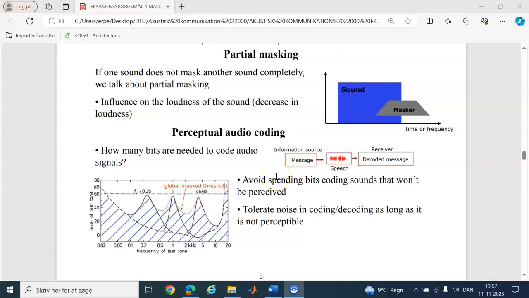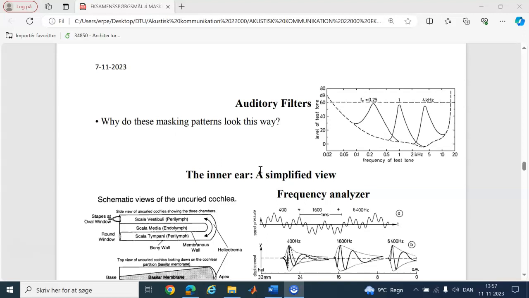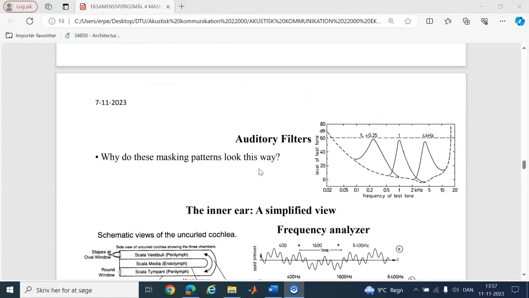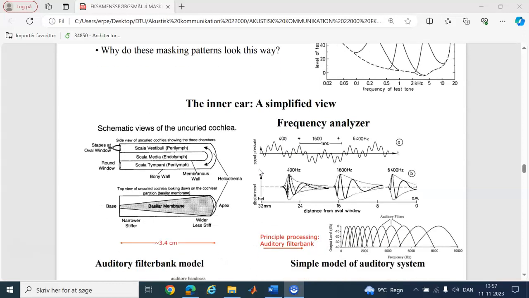We also have partial masking. You have auditory filters. What do they look like? Okay, we have the inner ear in a simplified view. You have the cochlea, and you have three spaces with different kinds of liquids: scala vestibuli, scala media, and scala tympani. And the basilar membrane is situated between the scala media and the scala tympani.